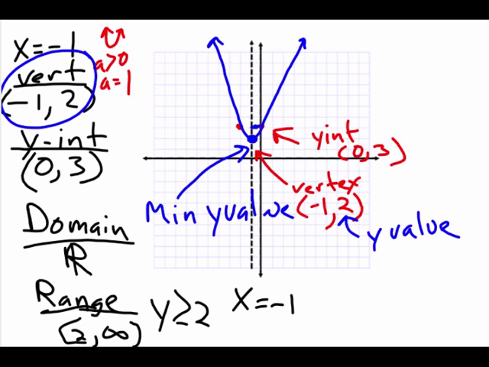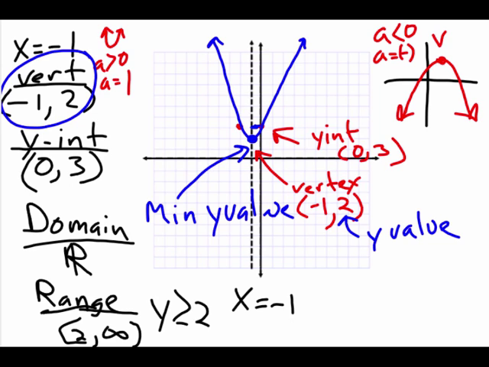Now, if it opened down, what about the maximum value? Well, if a was negative, if a was less than 0, then my parabola would open down, and this would still be the vertex, but this would be what we would call a maximum value. y can't be higher, so the minimum would be negative infinity in the y direction. Still all real numbers for the domain because there are no domain restrictions.